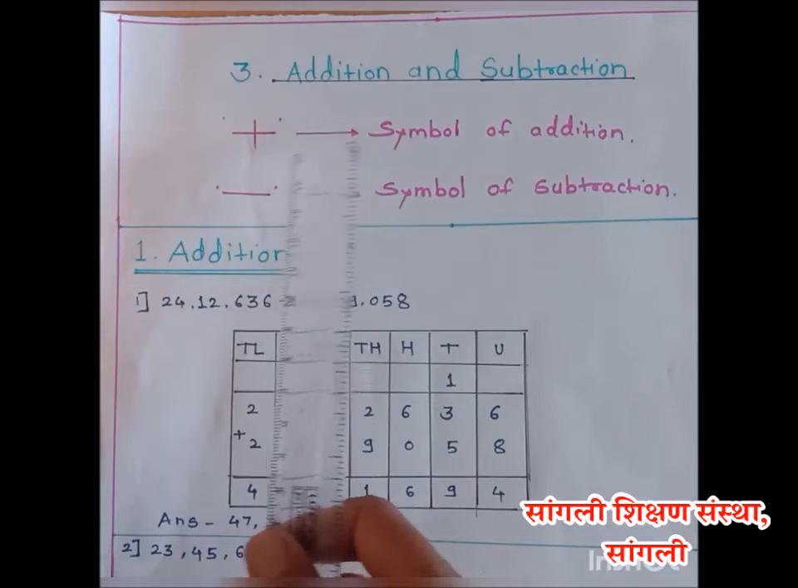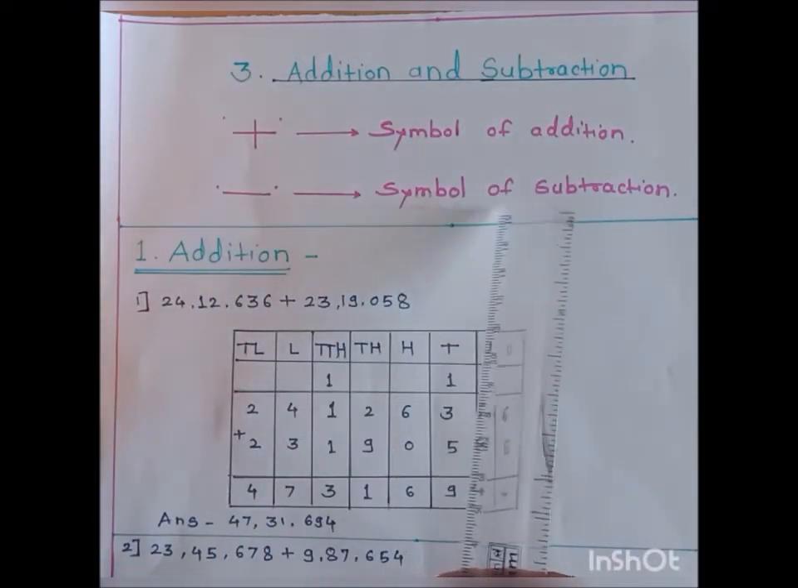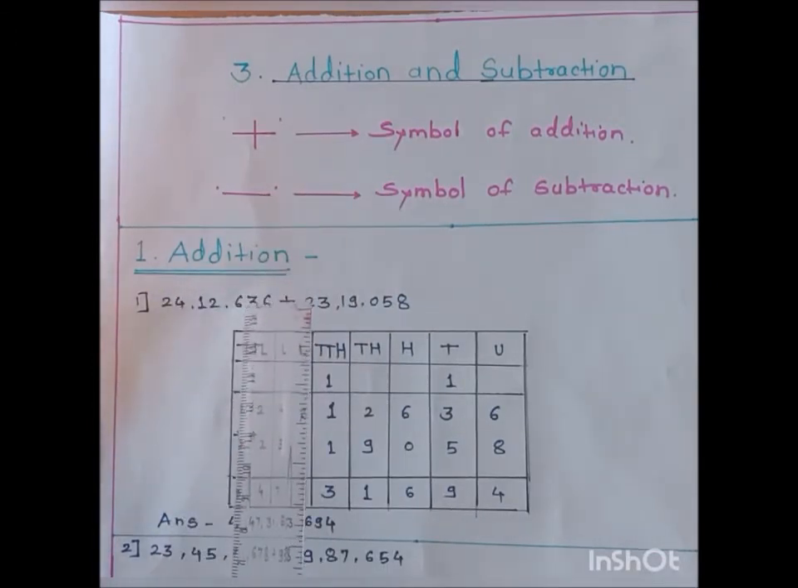Let us recall addition. Addition is taking two or more numbers and adding them together. It is the sum of two or more numbers. Students, this is the symbol of addition, we call plus, and this is the symbol of subtraction, we call minus.